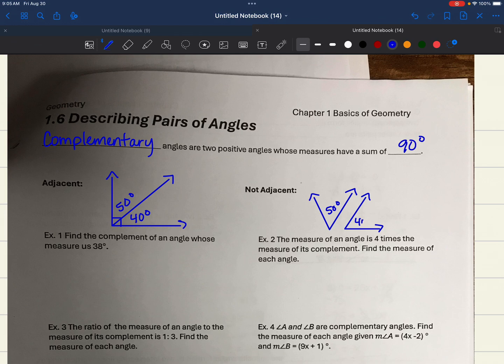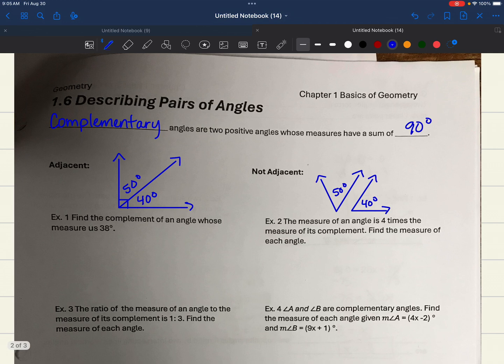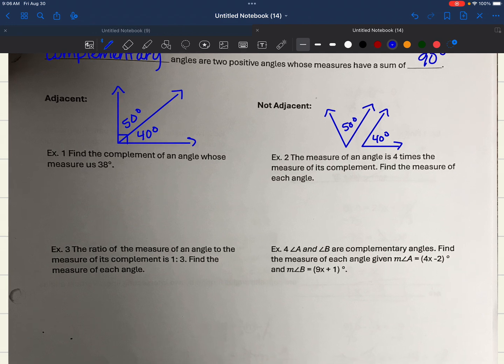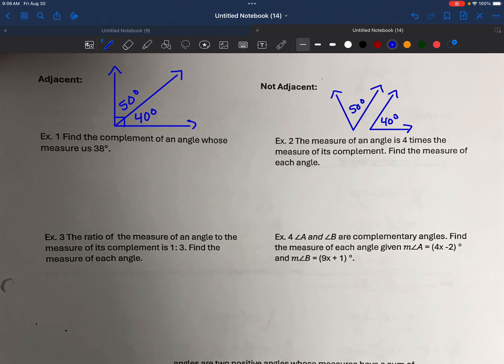right? Do these two angles share a side? No. They have their two independent sides of each other, but they are also complementary because they add to equal 90 degrees. Okay? Makes sense? All right, so let's walk through a few examples on this together.